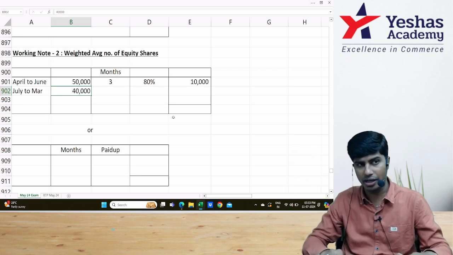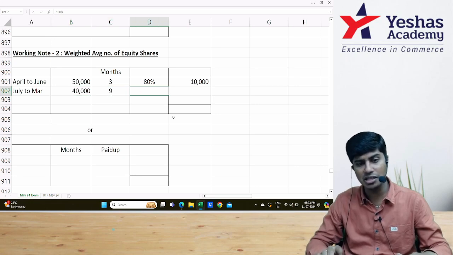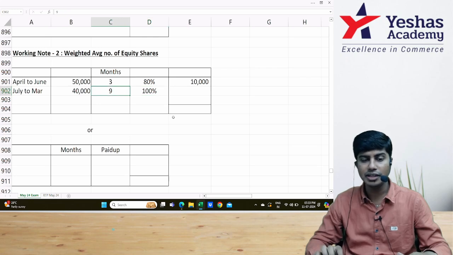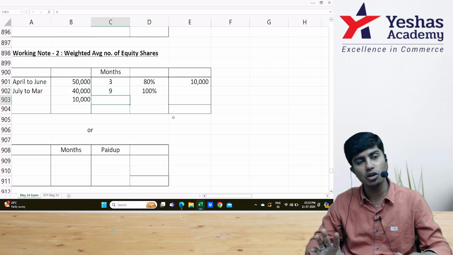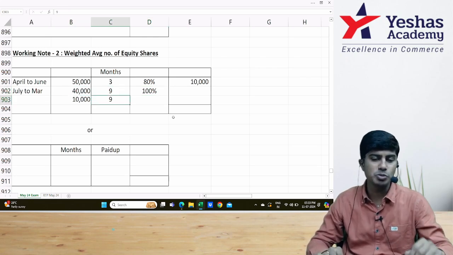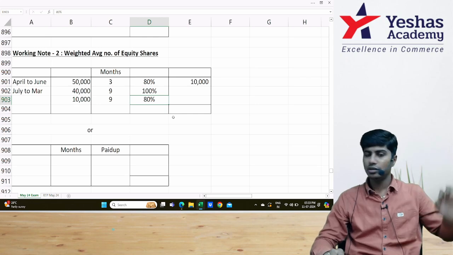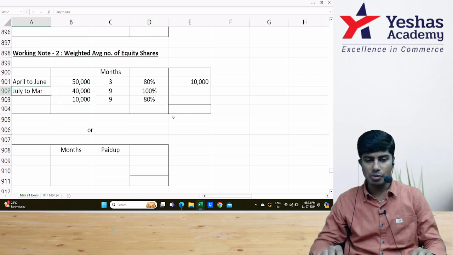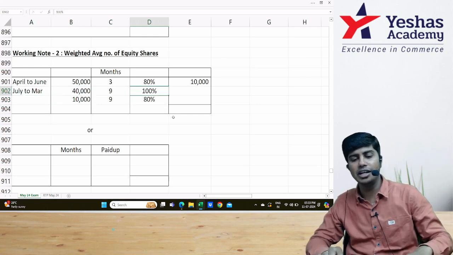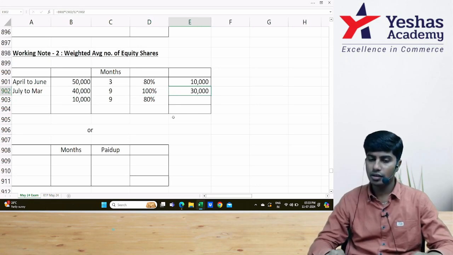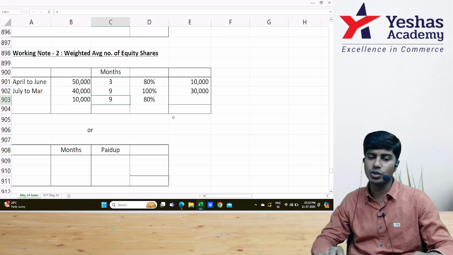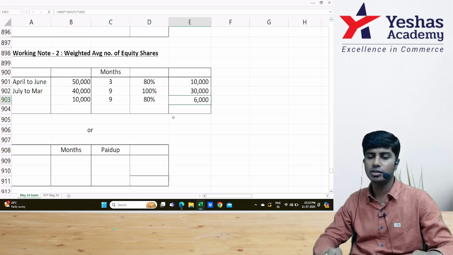40,000 shares, they pay money. So for the remaining 9 months, they become 100% paid up. 10,000 shares, even for those 9 months, they won't pay those balance 20 rupees. So they will remain at 80% per share. Did you all get this? Yes, sir. Come on. 40,000 into 9 by 12 into 100%, and 10,000 into 9 by 12 into 80%.